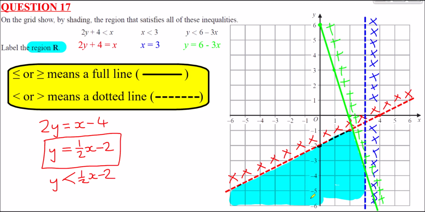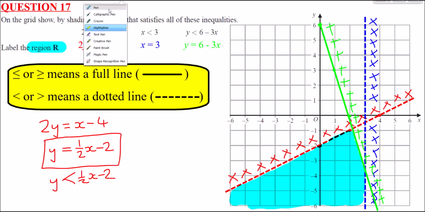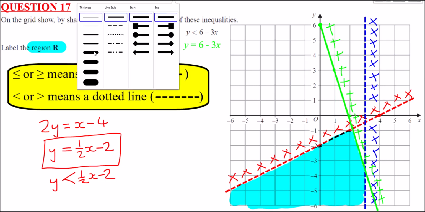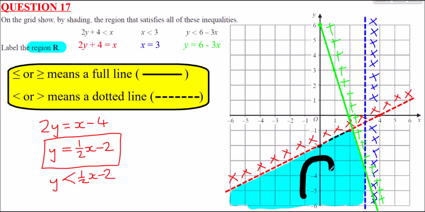So follow the instructions of the question. No, it doesn't say you have to colour it in. I'm just doing that so you can hopefully see clearly at your side, but we do need to label it R, and so nice, big and clear, we need to label region R properly. So big R down here is where we're looking. And that's question 17, done and dusted.